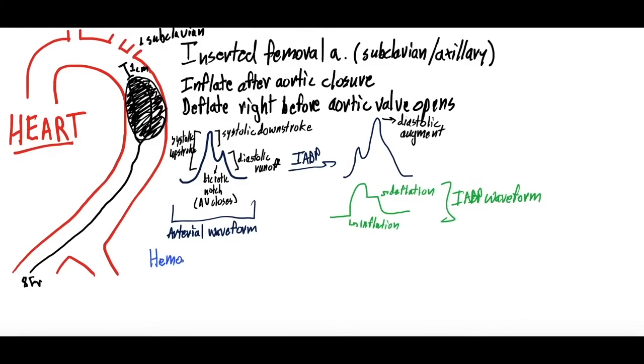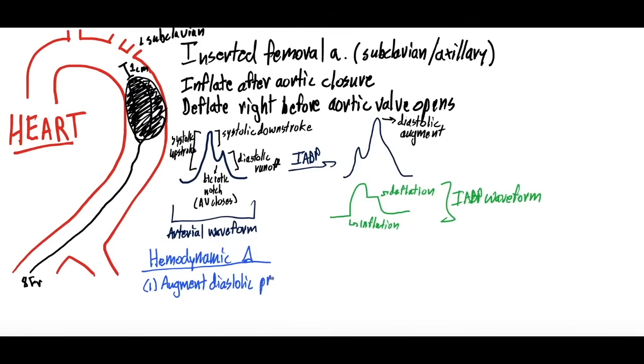Hemodynamic changes, and we'll write change as a triangle, delta, hemodynamic changes. We can conceptualize that the blood in the proximal aorta gets displaced during diastole when the balloon pump inflates. And as such, you augment, as we said, that diastolic pressure.